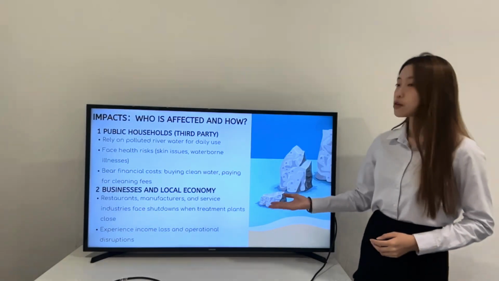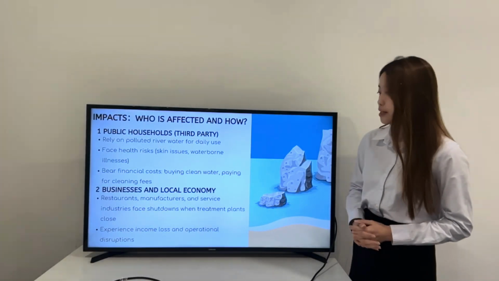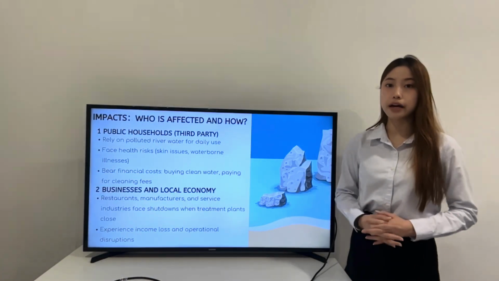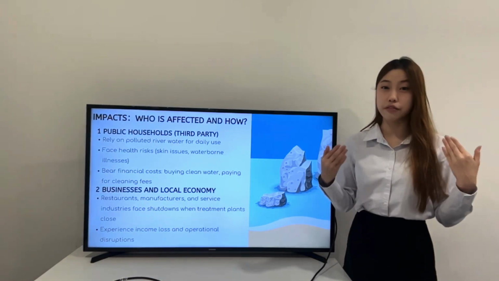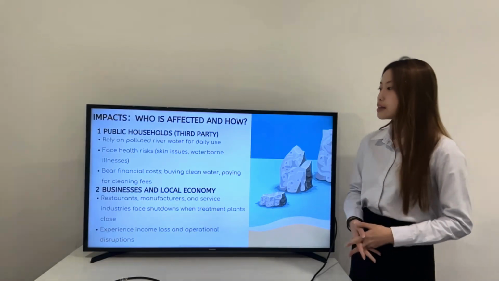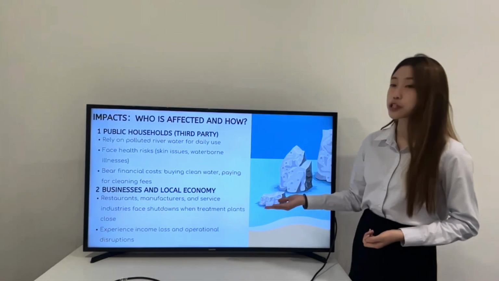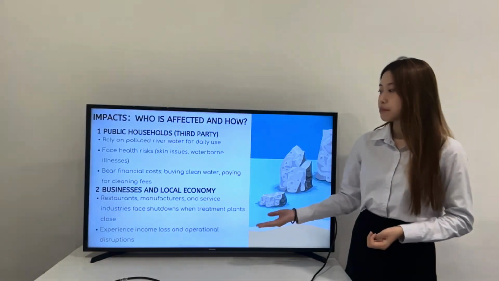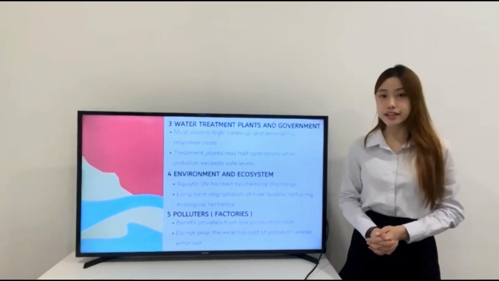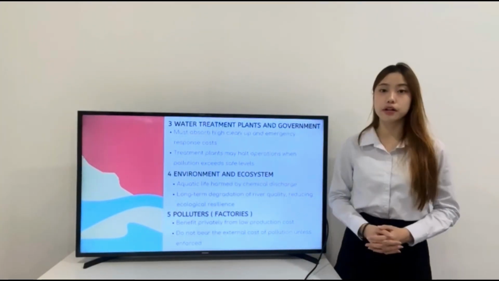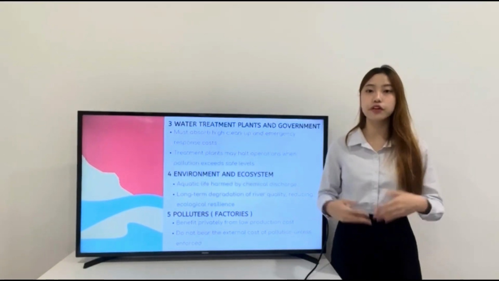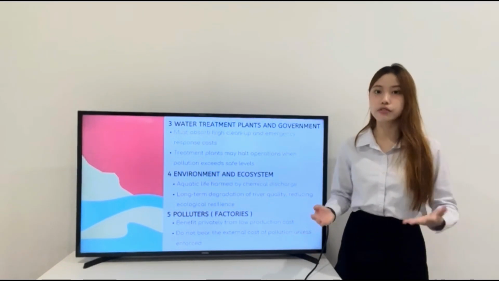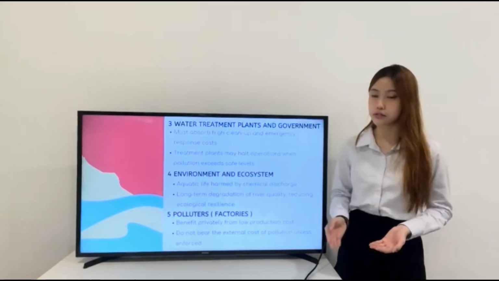Next, businesses and the local economy are also affected by these negative externalities. The water treatment plant will shut down when the pollutants have exceeded the safe level, and this causes restaurants, manufacturers, and factories to shut down too, which leads them to experience an income loss. And thirdly, the water treatment plants and government are also affected. They have to face a higher burden and pay more costs to clean up the river, even though they are not the ones who caused the pollution.